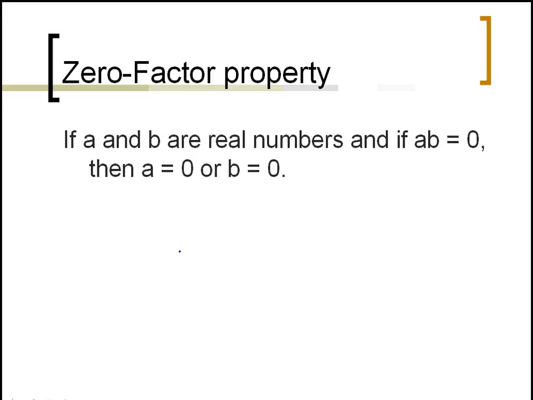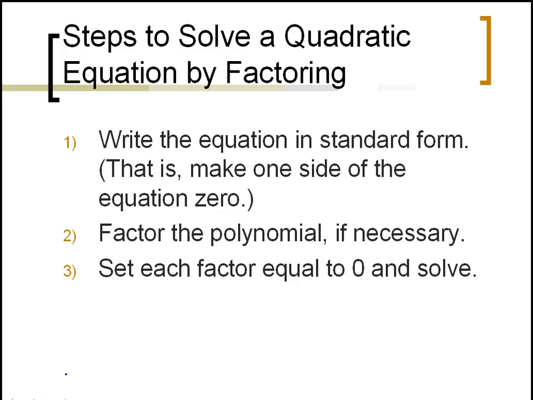The property that will allow us to solve these types of equations is called the zero factor property. It states that if a and b are real numbers, and if a times b is 0, then either a is equal to 0 or b is equal to 0. Because let's think about it. What do we have to multiply together to get 0, right? 3 times what gives me 0? Well, 0. What times 6 gives me 0? Well, it has to be 0. So if we know that we have a product of two things equaling 0, one of those factors has to be 0. So how does that extend to solving quadratic equations?